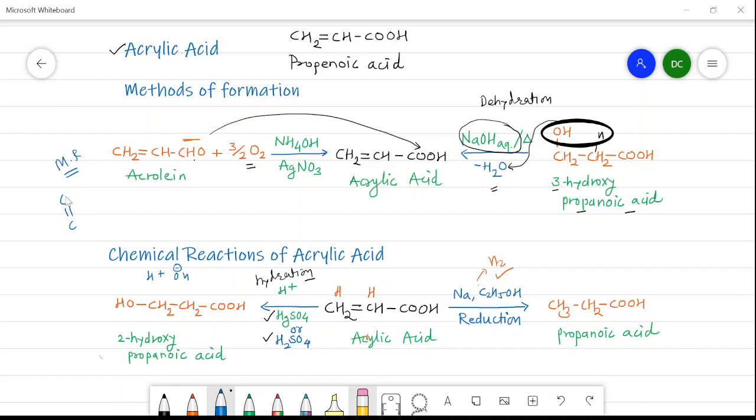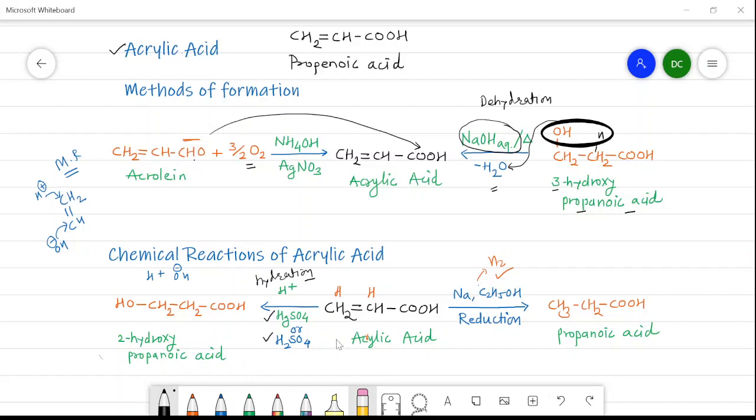As per the Markovnikov rule, suppose this type of structure is present, that is CH2 double bond CH, then the positive part of the addendum, that is the reagent which is going to add, will combine with the carbon having more number of hydrogen, and the negative part is going to add with the carbon having less number of hydrogen. This is the Markovnikov rule.